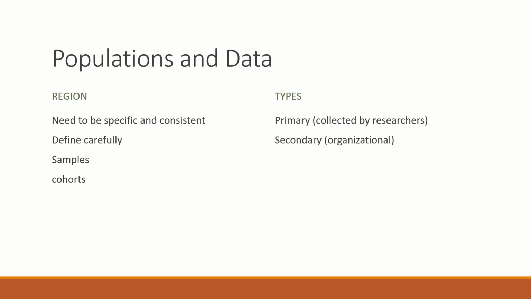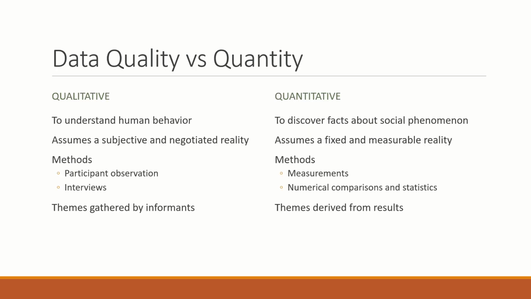There are two types of data, generally speaking. There is primary data that's collected by researchers, and then there's secondary data that's organizationally based. There are differences between quality and quantity. That is, qualitative data is about understanding the subtleties and the nuances of human behavior.